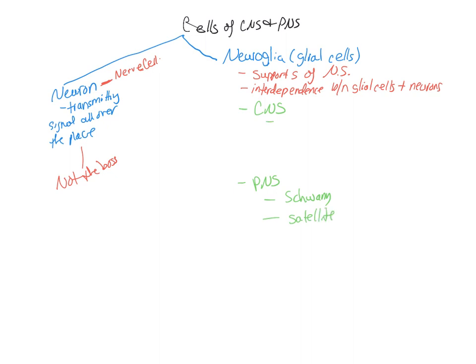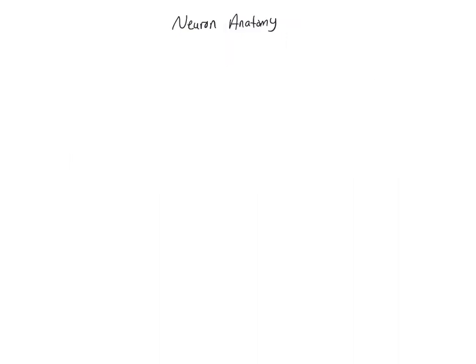In the central nervous system, I have astrocytes, microglia or microglia, you can say it either way. I have ependymal cells, and I have oligodendrocytes. And we're going to start talking on the next couple of slides about these. All right, so first off, let's just go over our neuron anatomy.